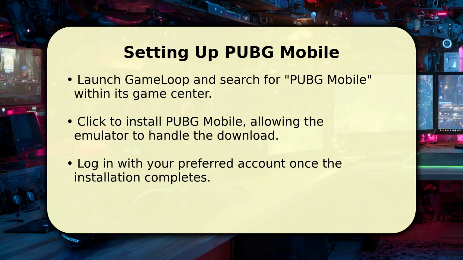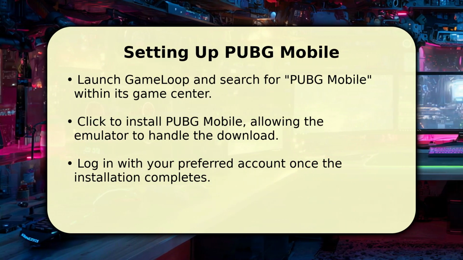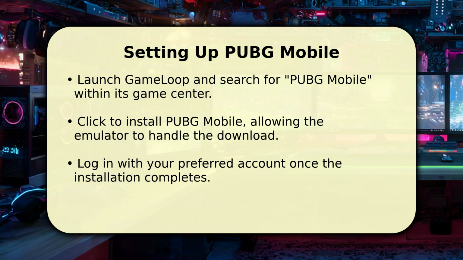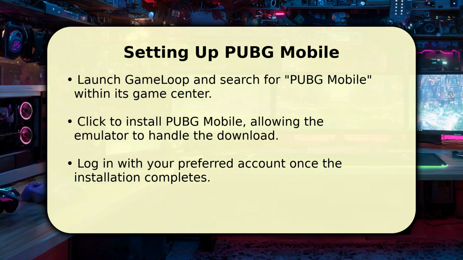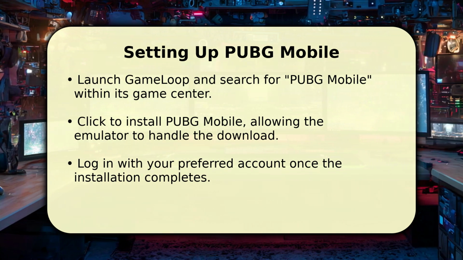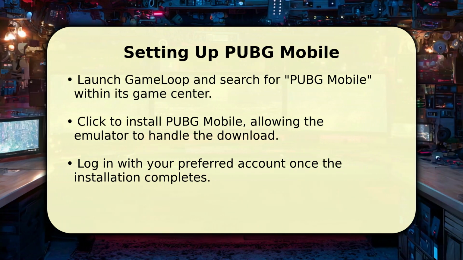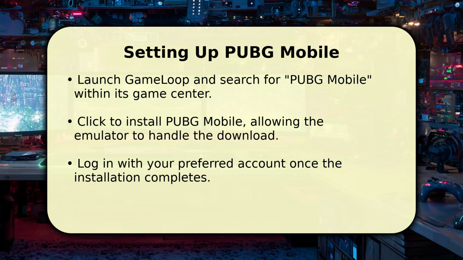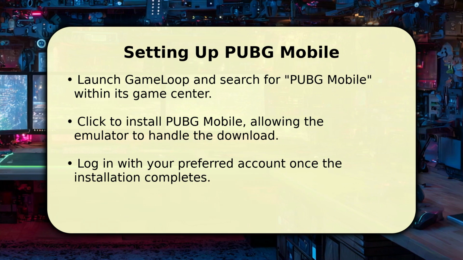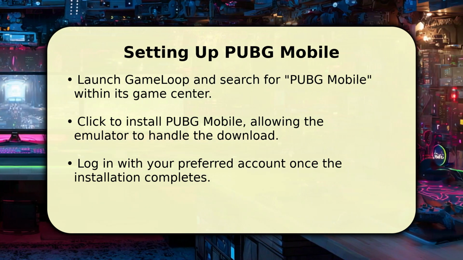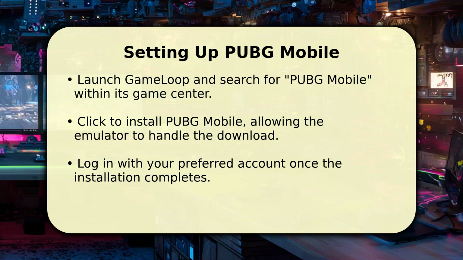After Gameloop is installed, launch the emulator and navigate to its extensive game center. Here, you'll easily find and search for PUBG Mobile. Simply click to install the game, and Gameloop will efficiently handle the entire download and setup process for you. Once the installation completes, just log in with your preferred account, and you'll be ready to jump right into the action. It's incredibly straightforward to get started.